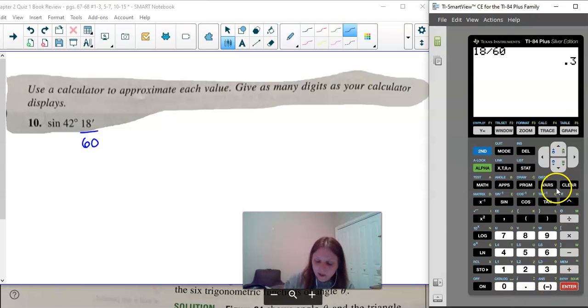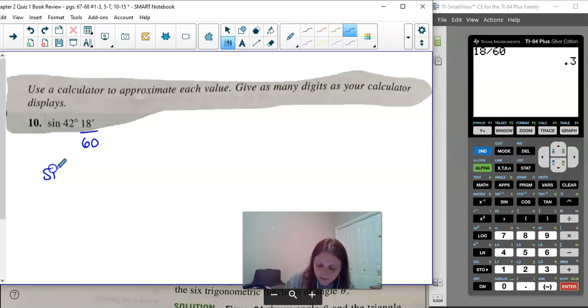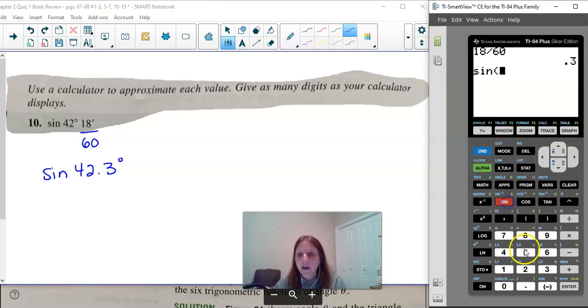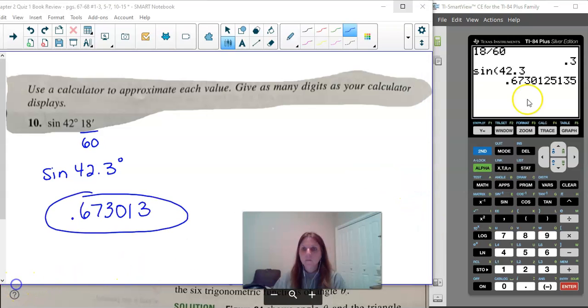And that means I'm going to put in the sine of 42.3 degrees into the calculator. So type in sine 42.3, and we're rounding it to 6 decimal places. So I went 673,013. That 5 makes that round up.